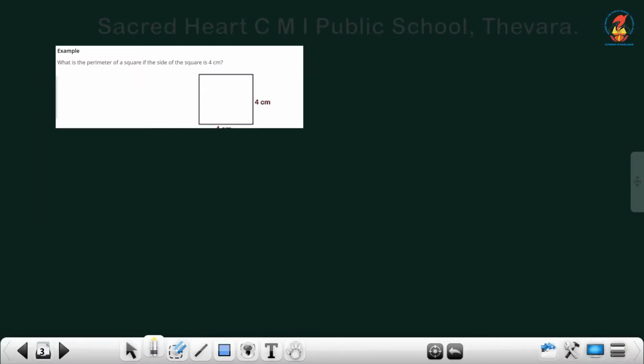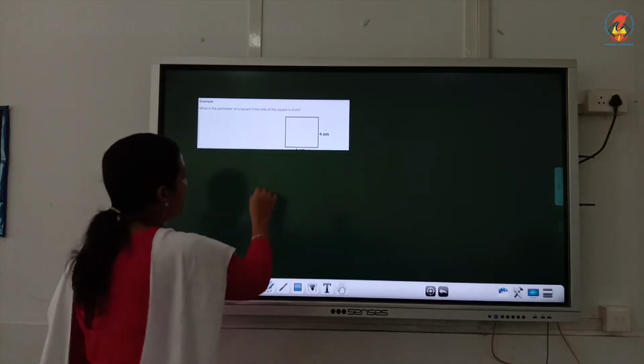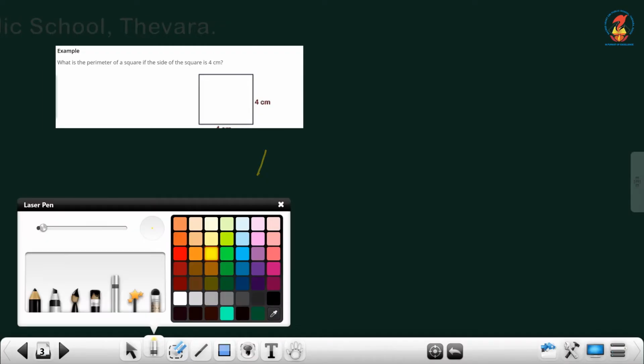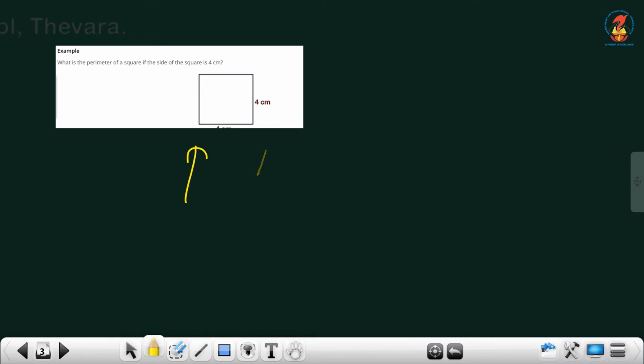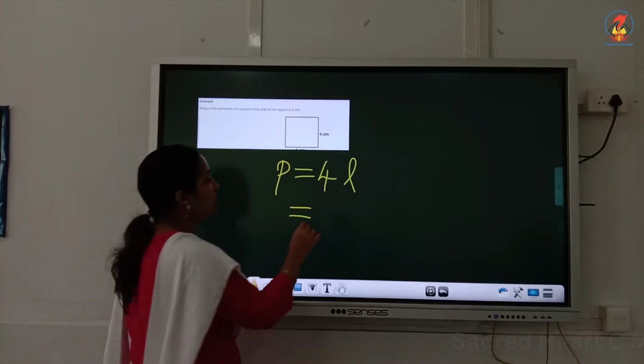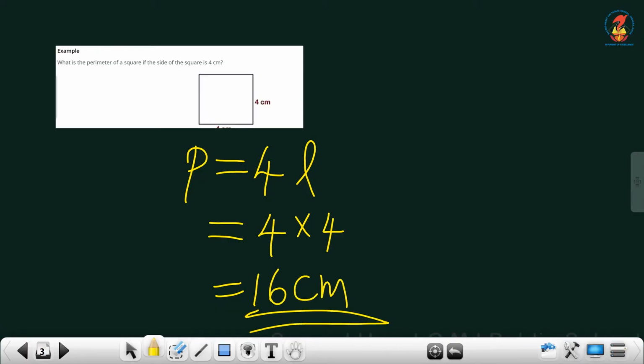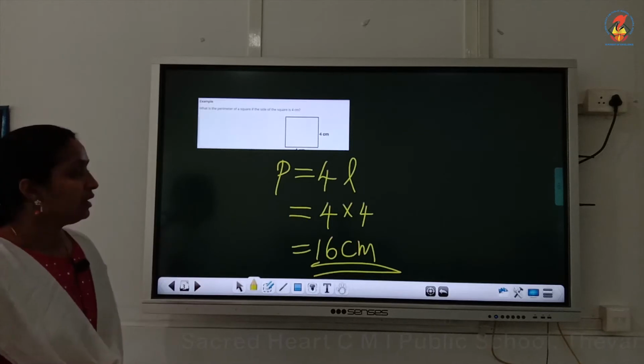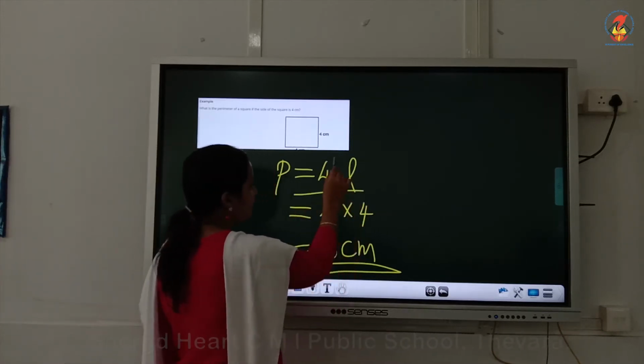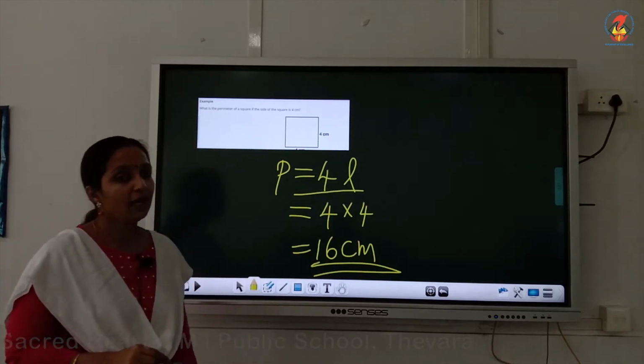Okay, now look at the example. What is the perimeter of a square, if the side of a square is 4 centimeter? We know that the formula for finding perimeter of a square is, perimeter of a square is equal to 4L. That means L means what? Length of the side of this particular figure, is it? So 4 into 4, what is the answer? You can write that as 16 centimeter. I hope it's clear. So this is an algebraic expression. Algebraic expression 4L is an algebraic expression.